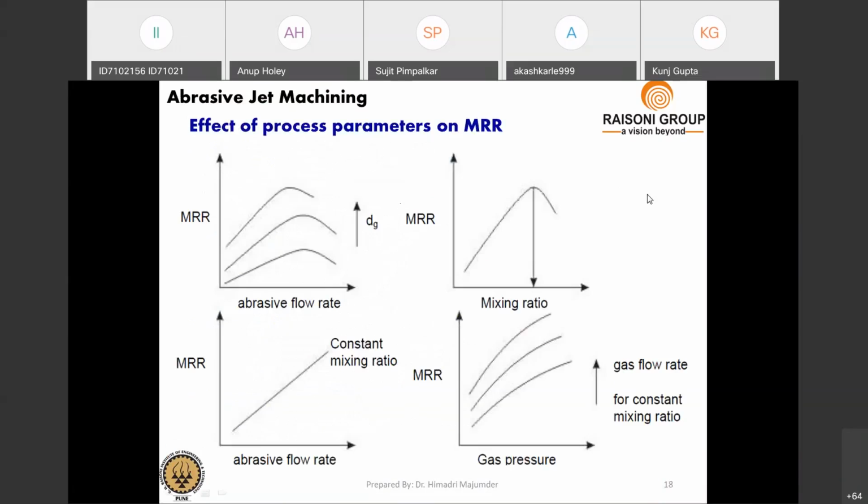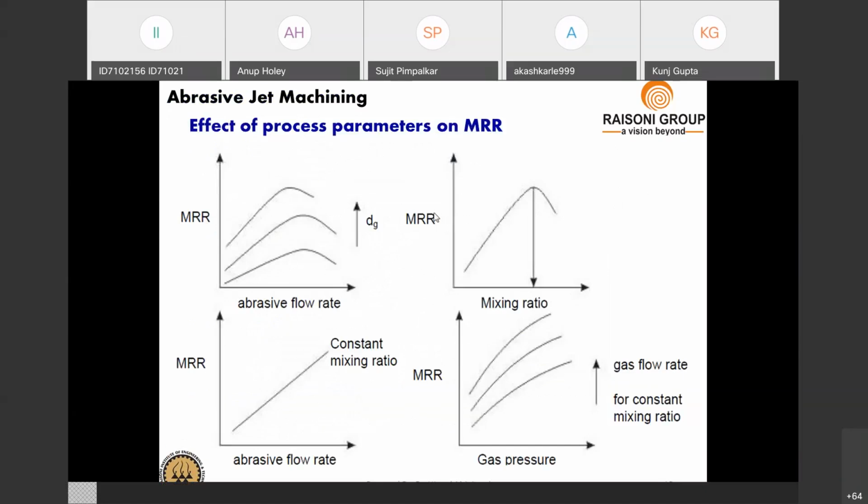After that, you can see in this diagram the effect of different parameters on MRR. This is a very important slide. First, you can see the effect of abrasive flow rate on MRR.